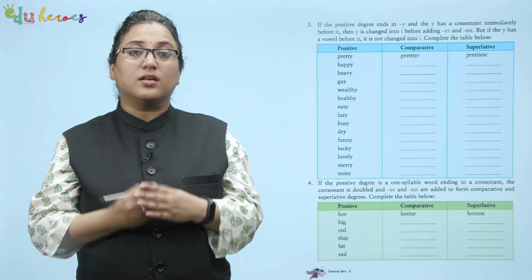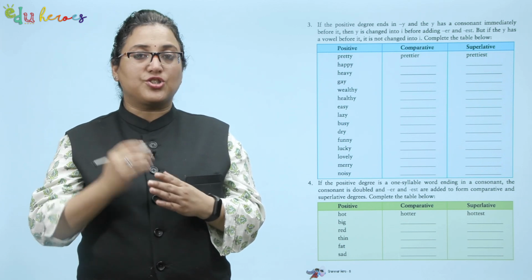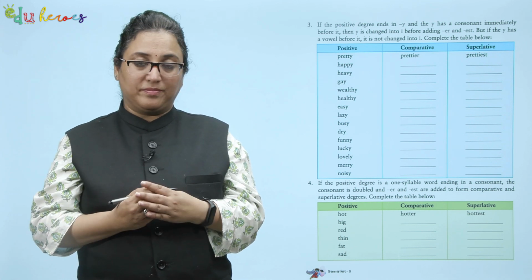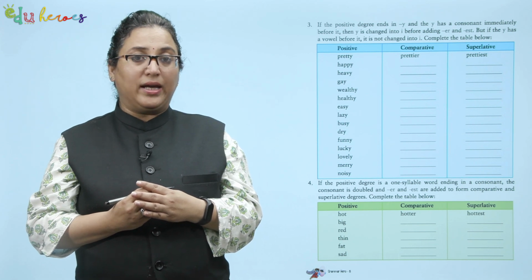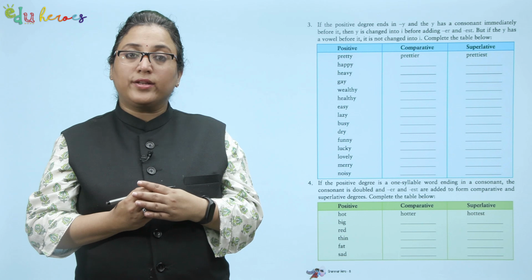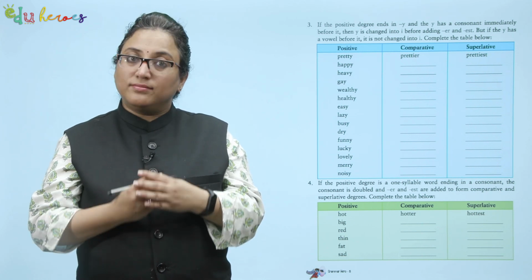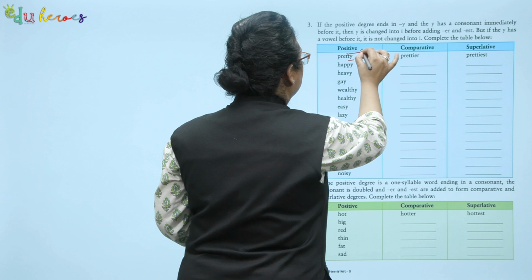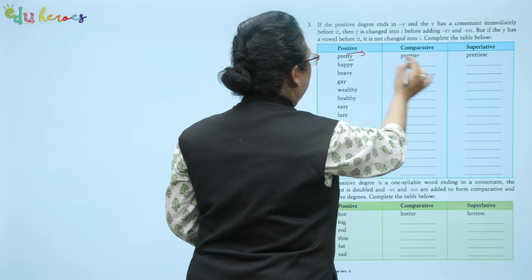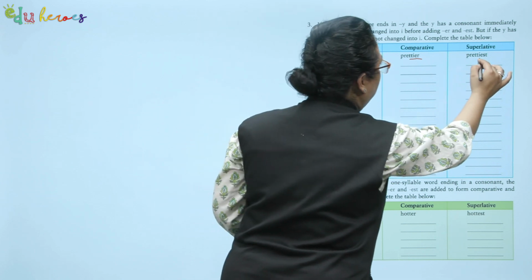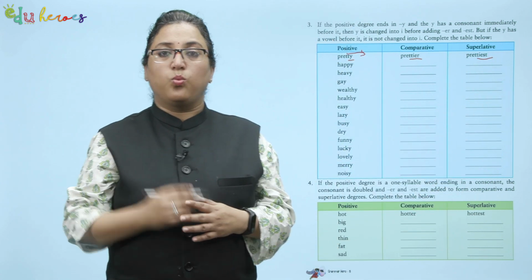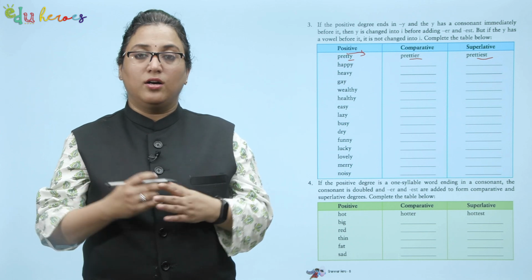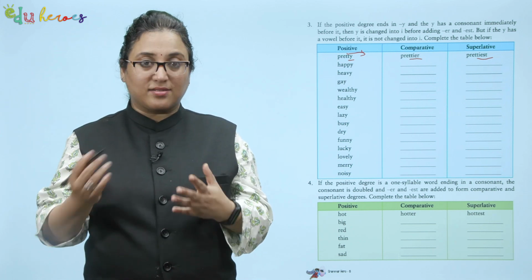But if the Y has a vowel before it, then it is not changed into I. Let's see how. In this example, the positive degree is pretty. अब क्या word pretty Y पे end हो रहा है? Yes. और क्या Y से पहले consonant sound है? जी हाँ, it's T, T. So this is Y and this is the consonant sound. So we will drop Y and add IER and here it will become IEST. So Y is dropped, instead we write IER, hence the word will become prettier, and in superlative form prettiest.